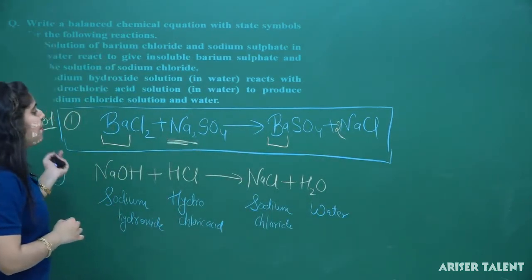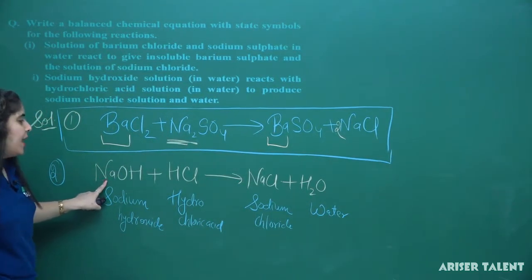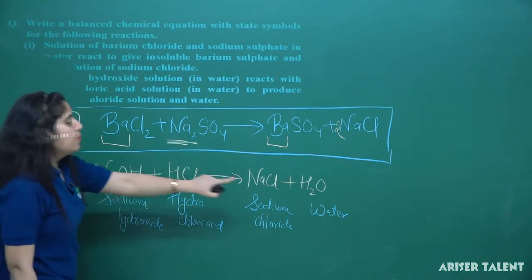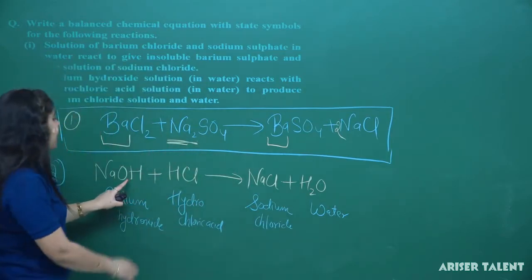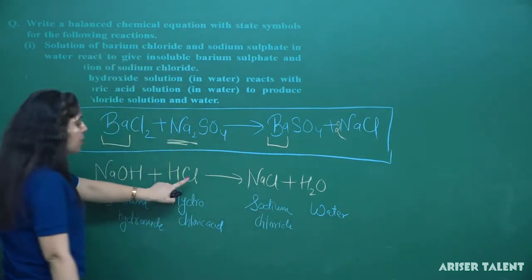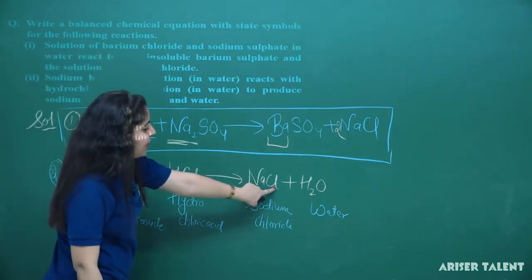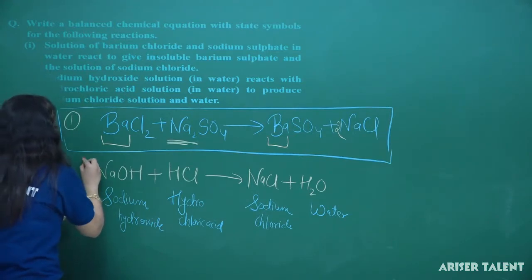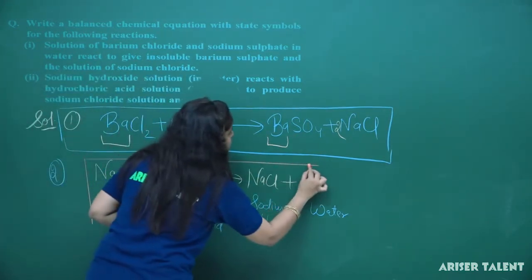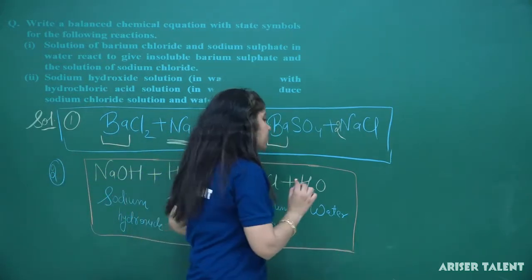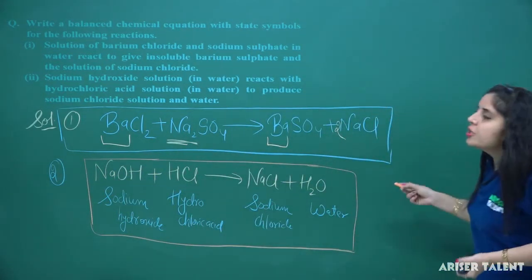Now again we will do the balancing of the equation. Na is 1, here Na is 1, O is 1, O is again 1, H is 1 plus 1, 2, H2, chlorine is 1, again chlorine here is 1. So we can say that this is the complete balanced equation. So this is the correct solution. You can copy these solutions from here.